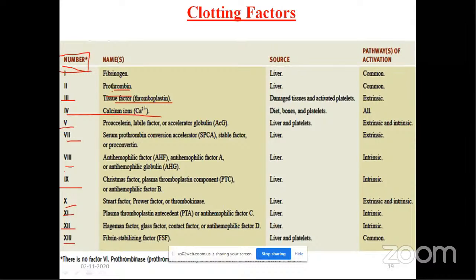Now let us come from factor number 5 onwards. Factor number 5 is called proaccelerin, or it is also called the labile factor. Proaccelerin means it accelerates the process of clotting. It is a labile factor because it is used up in the reaction. It combines with activated factor 10 and forms a prothrombin activator. Therefore it is called the labile factor. It is very important because that is the starting point of both the extrinsic as well as the intrinsic pathways.